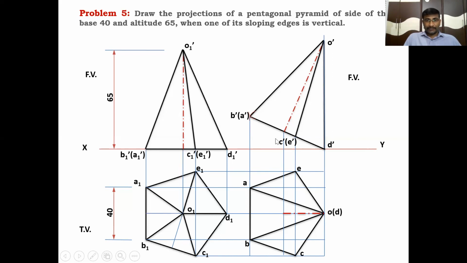Clear? Here the axis makes some angle with the XY line or with the HP, because the slant edge is perpendicular to HP. Whenever the slant edge is perpendicular to HP, the axis makes an angle with HP itself. That's why in the initial position, assume the axis is perpendicular to the HP. Yeah, this is the top view.